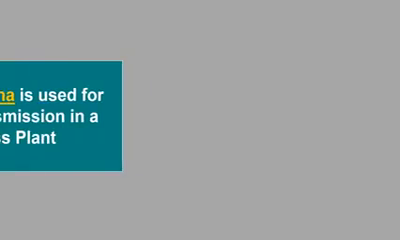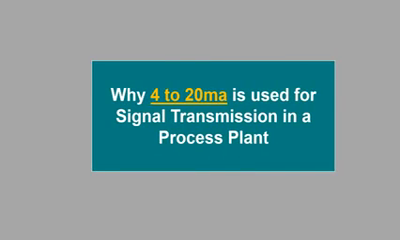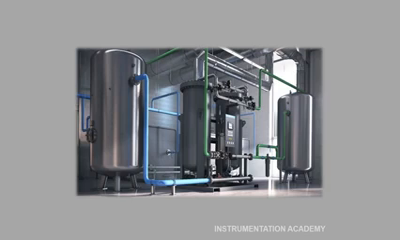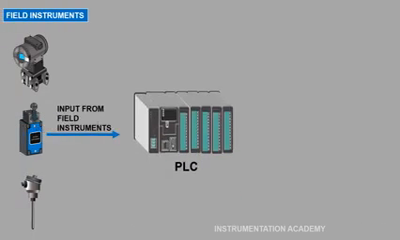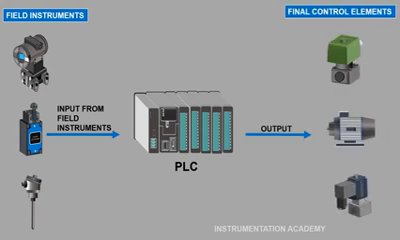In this video, we will discuss why 4 to 20 mA is used for signal transmission in a process plant. In a process plant, industrial automation is carried out by transmitting signals from field instruments and sensors to a controller like PLC, and these signals will be interpreted by the controller. Based on this received signal, the controller would issue a command signal to a final control element like a valve so that the intended process can be controlled.